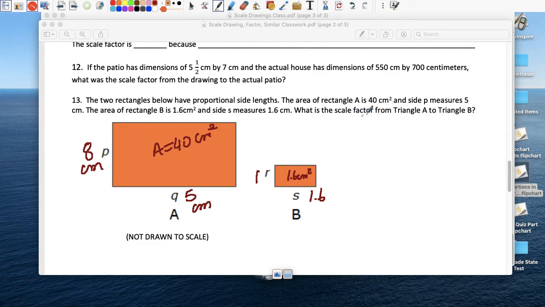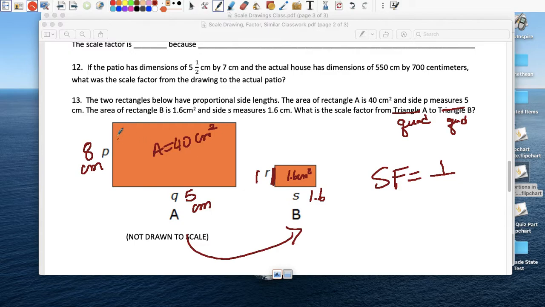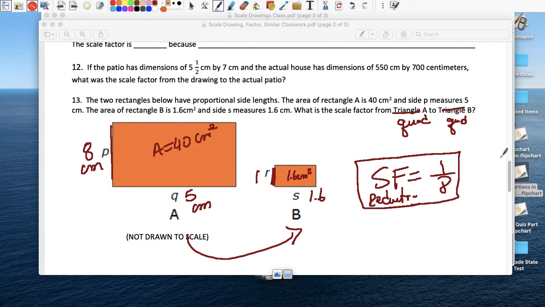So, what is the scale factor for quadrilateral A to quadrilateral B? Obviously, if you're going this way, it's a reduction, right? So, pick any side. Obviously, pick the easier side. So if it's a reduction, it is 1 over 8, this side over this side. So that's 1/8. So everything was multiplied by 1/8 to get 1.6 and 1. Right, so 8 times 1/8 is 1. 5 times 1/8 is 0.625. And that's the scale factor here. It's a reduction, and it's 1/8. Okay, that's it.